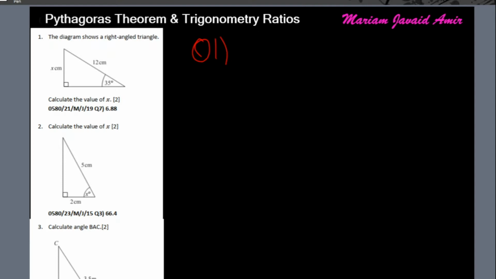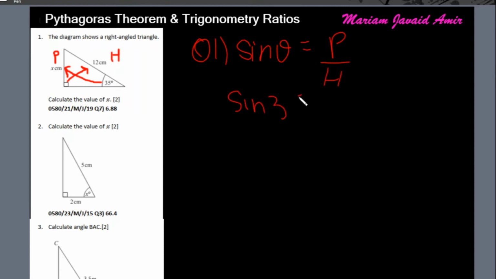The diagram shows a right angle triangle. Calculate the value of x. So the side opposite to the angle is the perpendicular, and the side opposite to the right angle is called the hypotenuse. So we'll use the trigonometric ratio sine, because sine theta equals perpendicular over hypotenuse. So sine 35 equals x over 12. So x should be equal to 12 times sine 35.